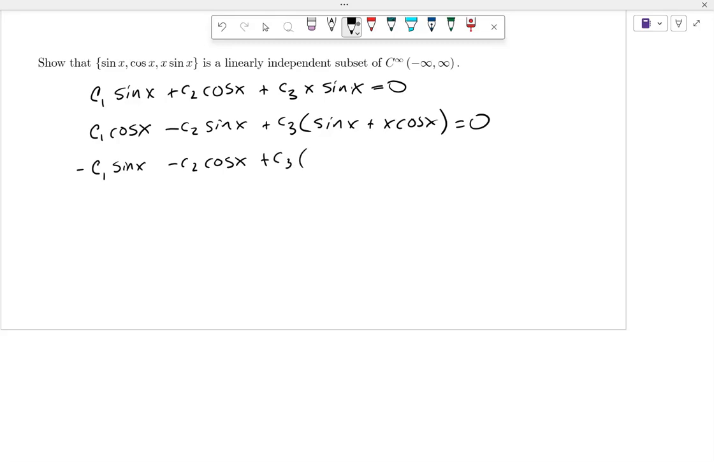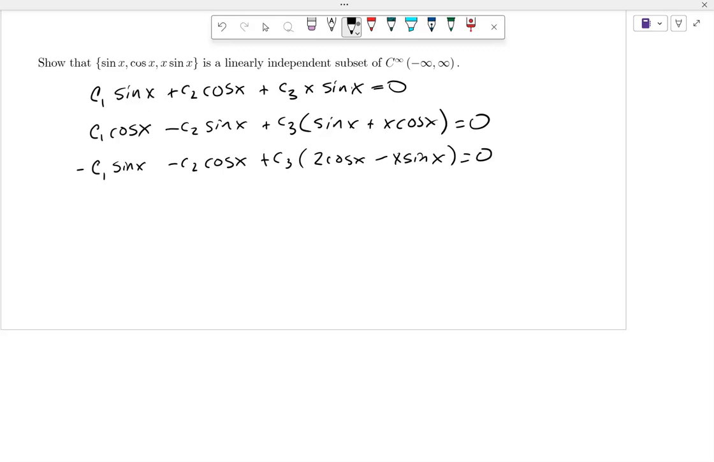This one's going to be what? It's 2 cosine x plus, it's minus x sine x. It's 2 cosine x because the derivative of that is cosine, and when I differentiate the x, I'll also get a cosine. That's where the 2 cosine comes from.